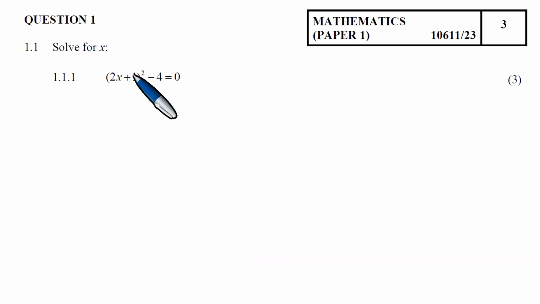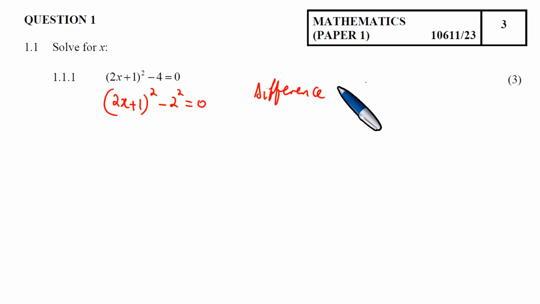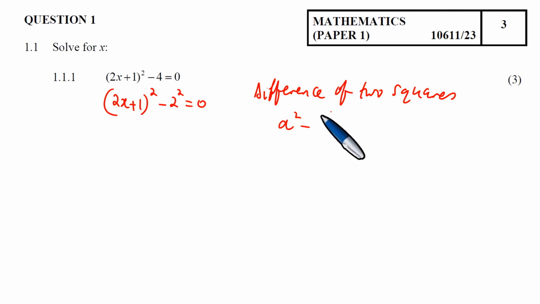Right, the first question is about solving for x in a situation like this. We can look at these in two different ways. So you have 2x plus 1, all squared, minus 2 squared equals 0. How do you do this? We recall the difference of two squares. How do we deal with the difference of two squares? If we have a squared minus b squared, it is always the same as a minus b into a plus b.